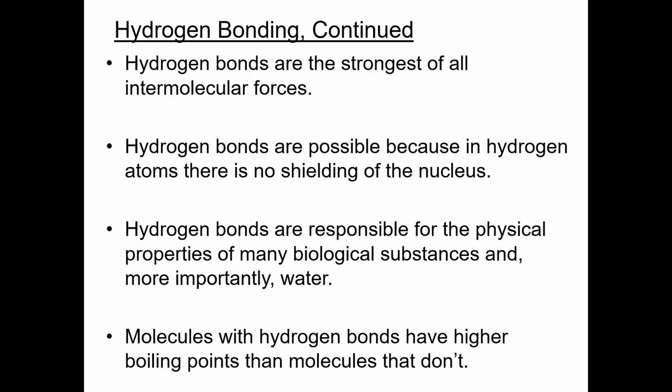If you look at water, for example, water boils at 100 degrees centigrade. That's the boiling point of water, which is quite high. But when we looked at covalent bonds, we said that molecules that have covalent bonds have low boiling points. And we look at water. Water has covalent bonds, but it does not have low boiling points. Water has high boiling points.